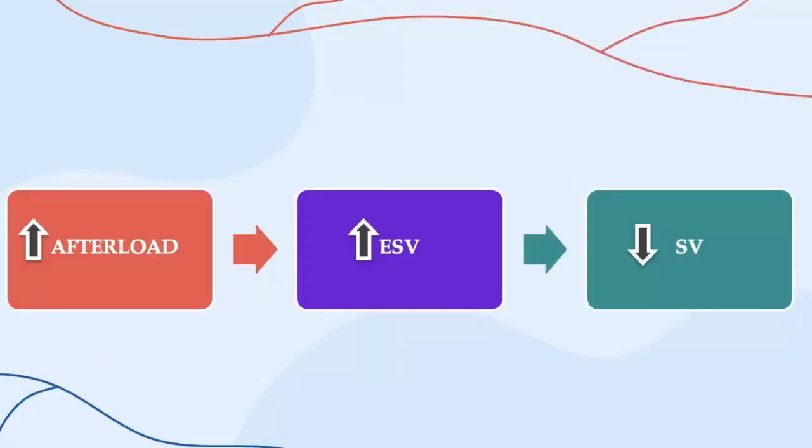When afterload is increased, for example, due to an increase in aortic pressure, the stroke volume decreases. This is because the ventricle needs to generate more pressure to overcome the higher afterload, resulting in a decrease in the amount of blood being ejected with each heartbeat. Additionally, an increase in the afterload causes ESV to increase.